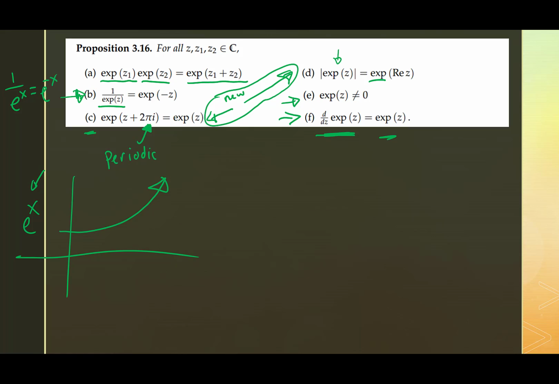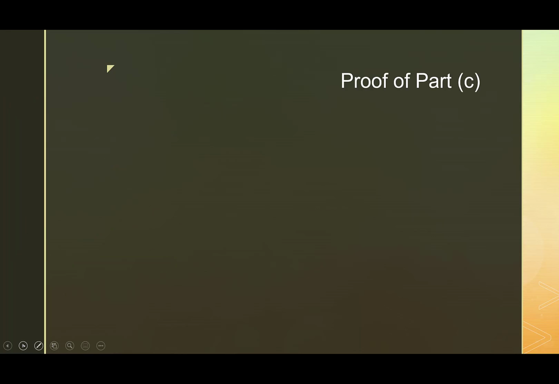We're going to prove C together, because again, that's a new one. So we're going to prove that the exponential function of z plus 2 pi i is equal to the exponential of z, okay? So how do we prove that? Well, let's just recall, what is exp of z? By definition, this is e to the x times cosine of y plus i times sine of y. And remember, x and y are coming from the real and imaginary parts of z. So z is equal to x plus iy.